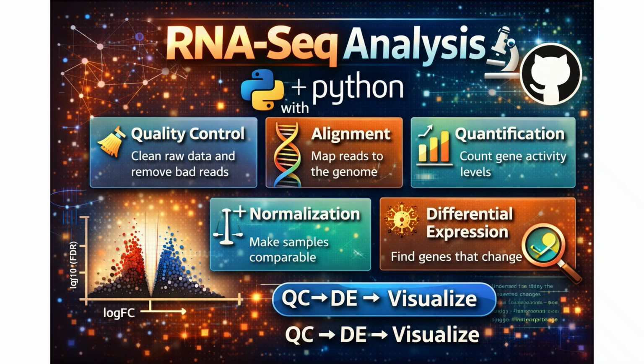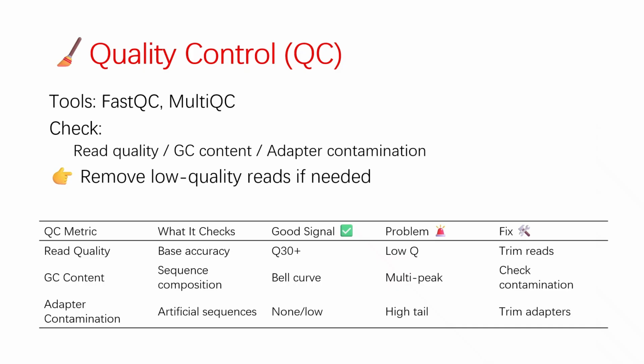We're going to walk through the RNA-seq analysis pipeline step by step, just like solving a biological mystery. We start with raw sequencing data, and our goal is to transform it into meaningful biological insight. Along the way, we'll clean the data, map it to the genome, count gene expression, normalize it, and finally discover which genes are truly changing. Think of this pipeline as turning raw signals into a clear biological story.